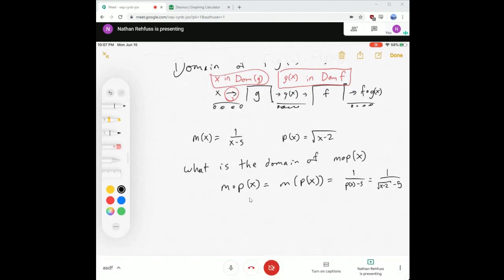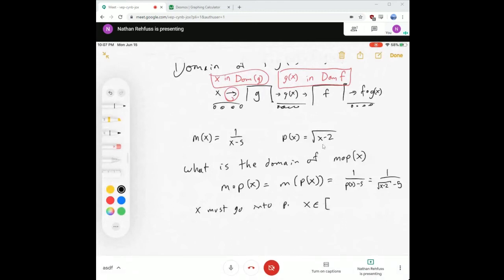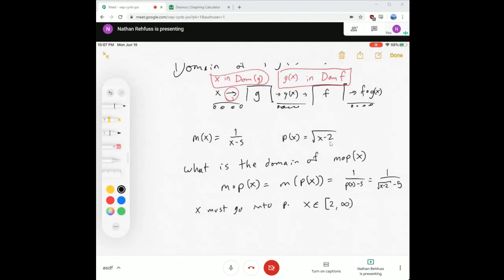First, x has to go into p. And we already said p is the same as h from before. The only numbers that can do this are 2 or bigger. If I put in a number smaller than 2, I'm taking the square root of a negative, and that's not allowed. So first rule, x has to go into p. That means x is 2 or bigger.